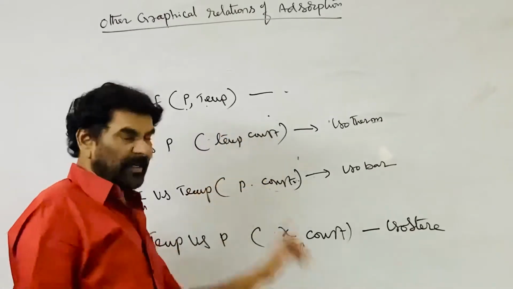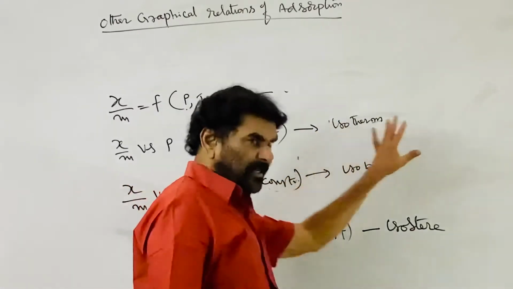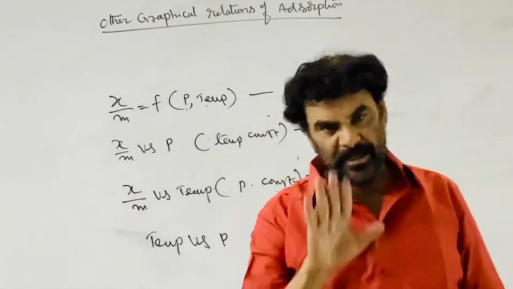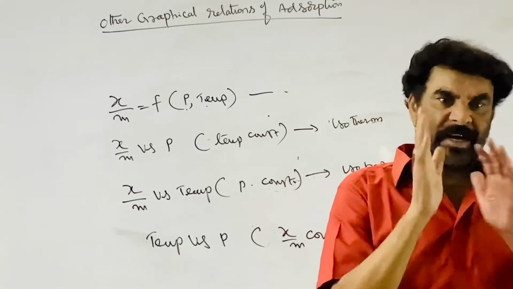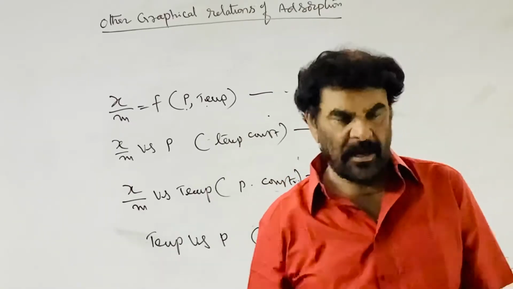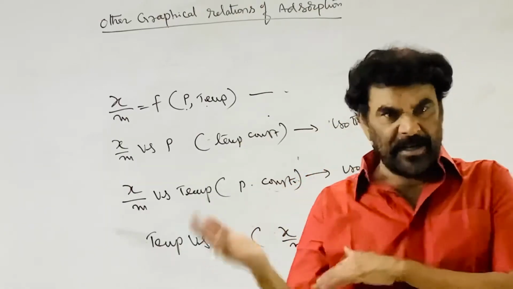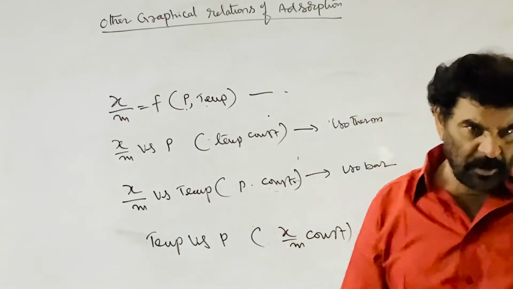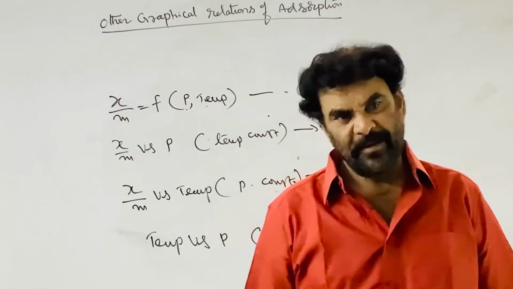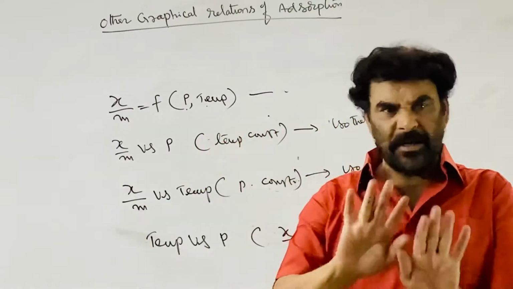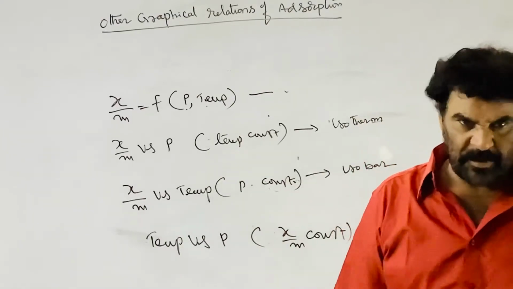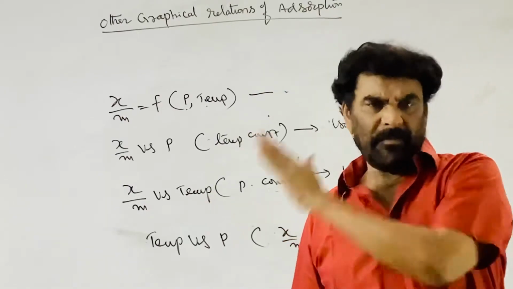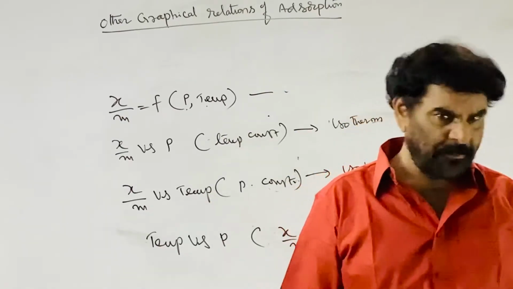By keeping the other parameter, temperature, constant, that graphical representation or mathematical expression that is derived is called the isotherm. We discussed two types of isotherms. One is the empirical isotherm, the Freundlich isotherm. The other one is the theoretical isotherm, the Langmuir adsorption isotherm. As the pressure increases, extent of adsorption increases at a given temperature.